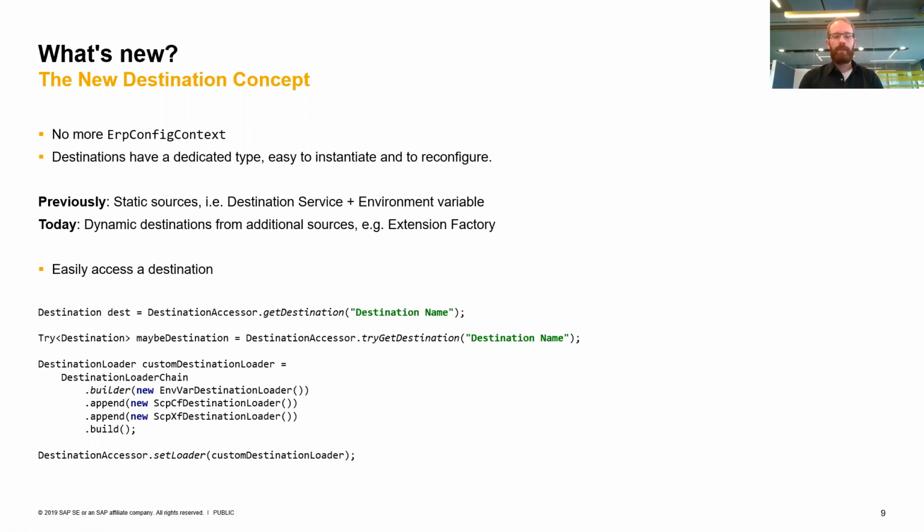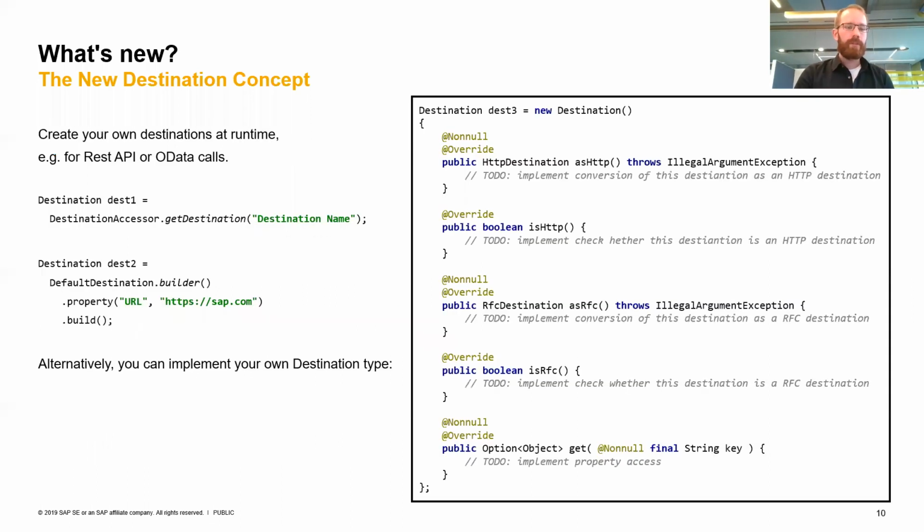On the other hand, if you directly know where you want a destination from, for example, from the extension factory, you could just use, in this example, this SCP XF destination loader directly and call a method on there to retrieve the destination manually. The downside that this might cause is that your code is not directly interchangeable between Neo and Cloud Foundry. But that's it so far for how to retrieve destinations.